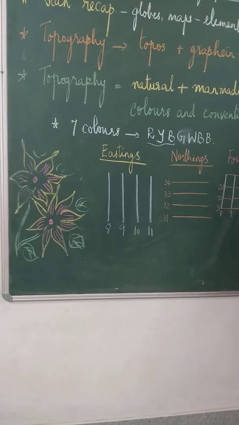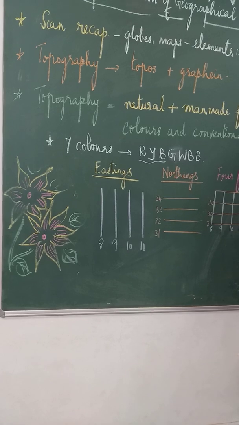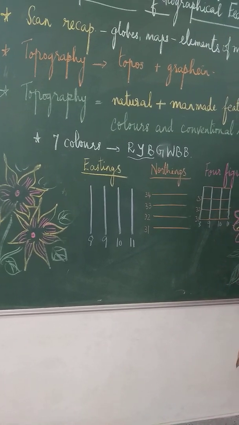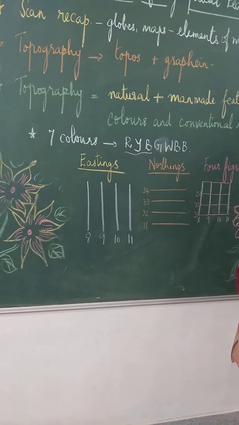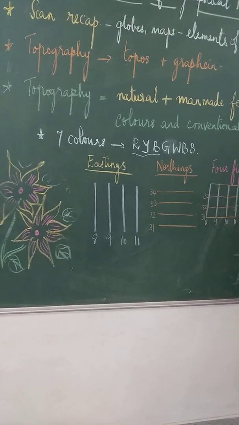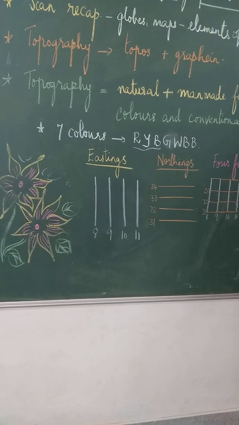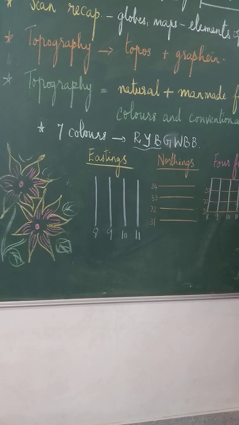Next we come to the topographical maps that were introduced by the Britishers in the year 1757. Major James Rennie was the first British general who cartographed or drew these topographical maps.